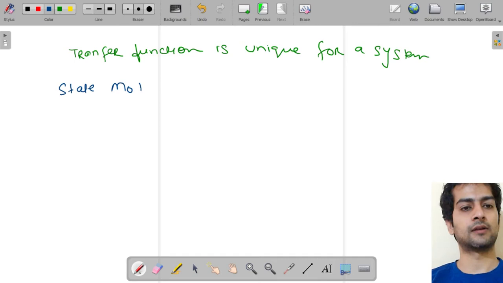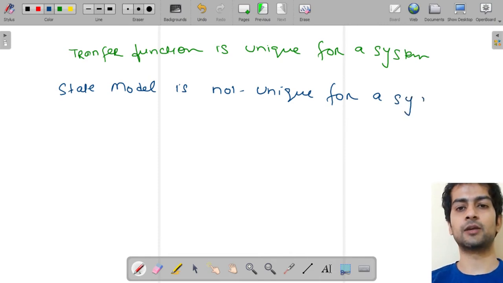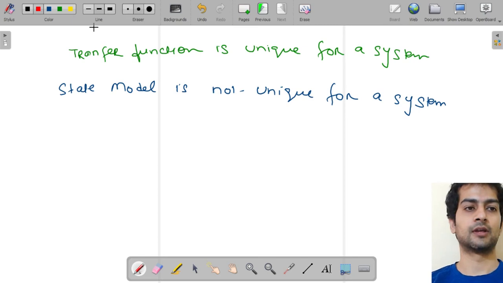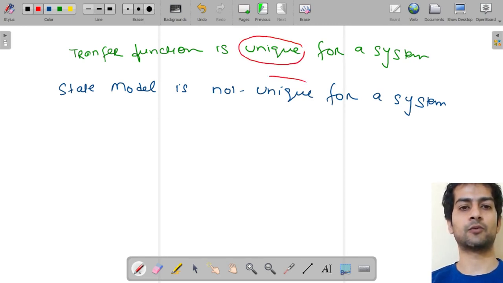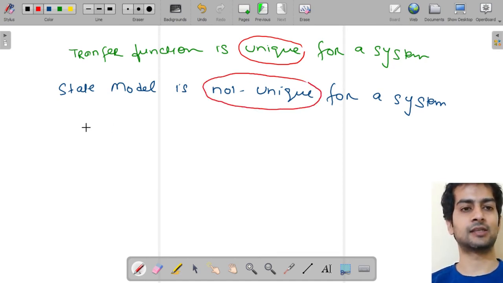State model is not unique for a system. This is a very important statement that I am giving you. Transfer function is unique for a system, but state model is not unique for a system. You will ask why. Then see, I am going to explain it.